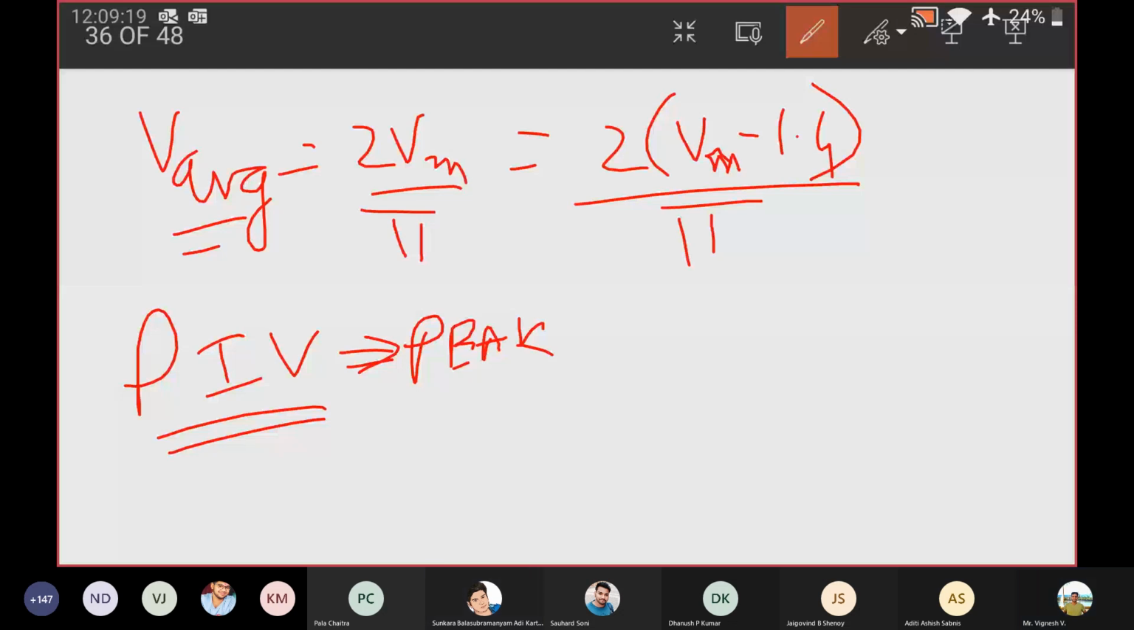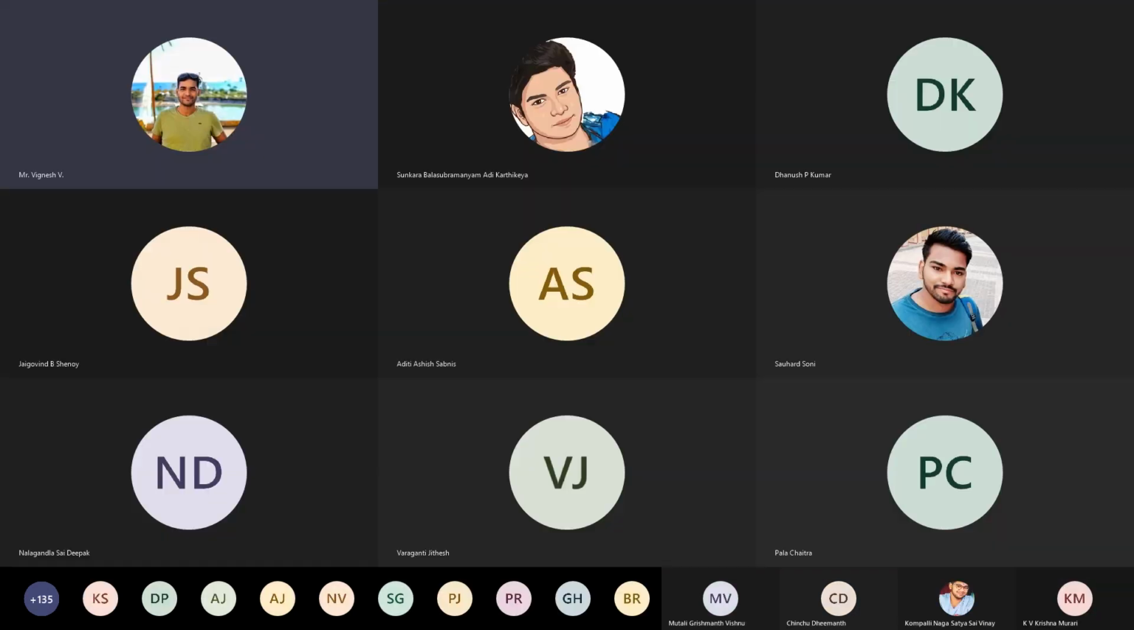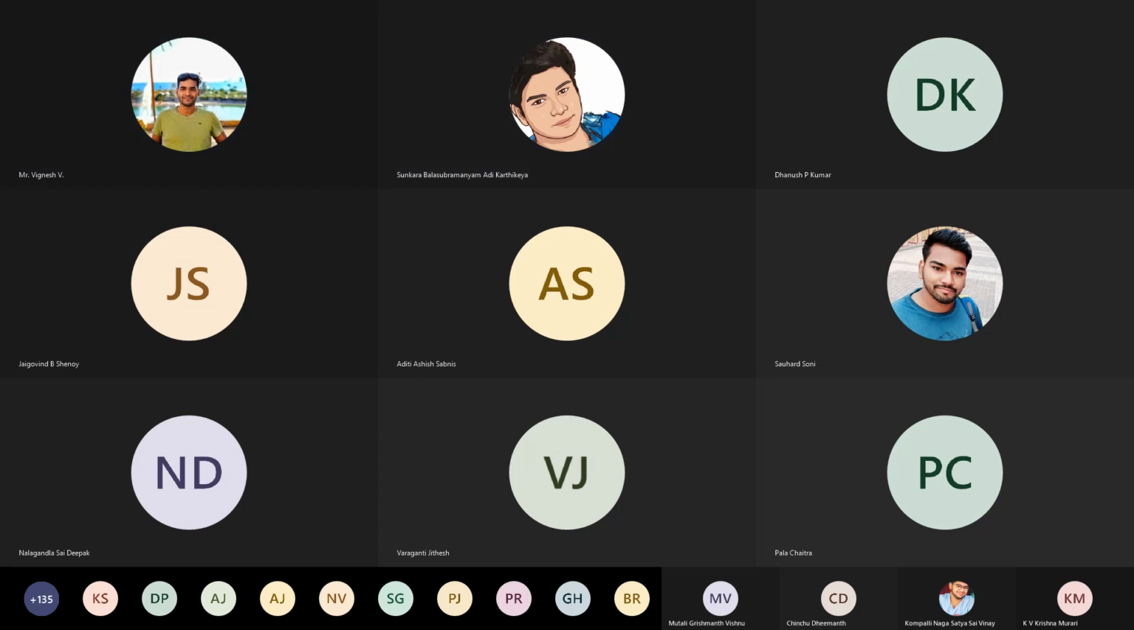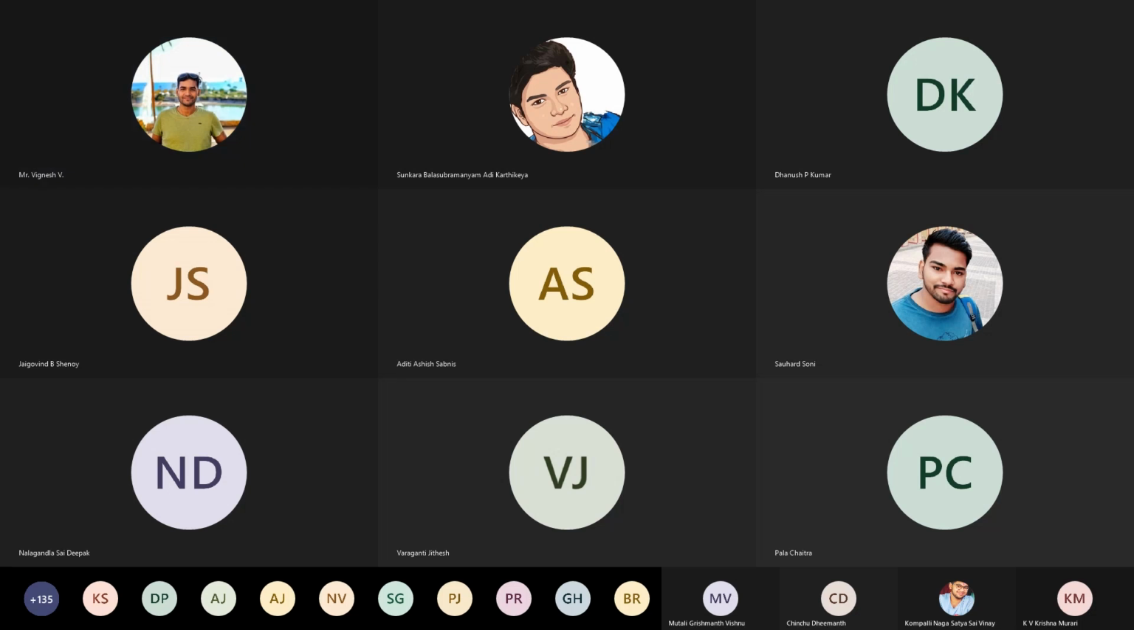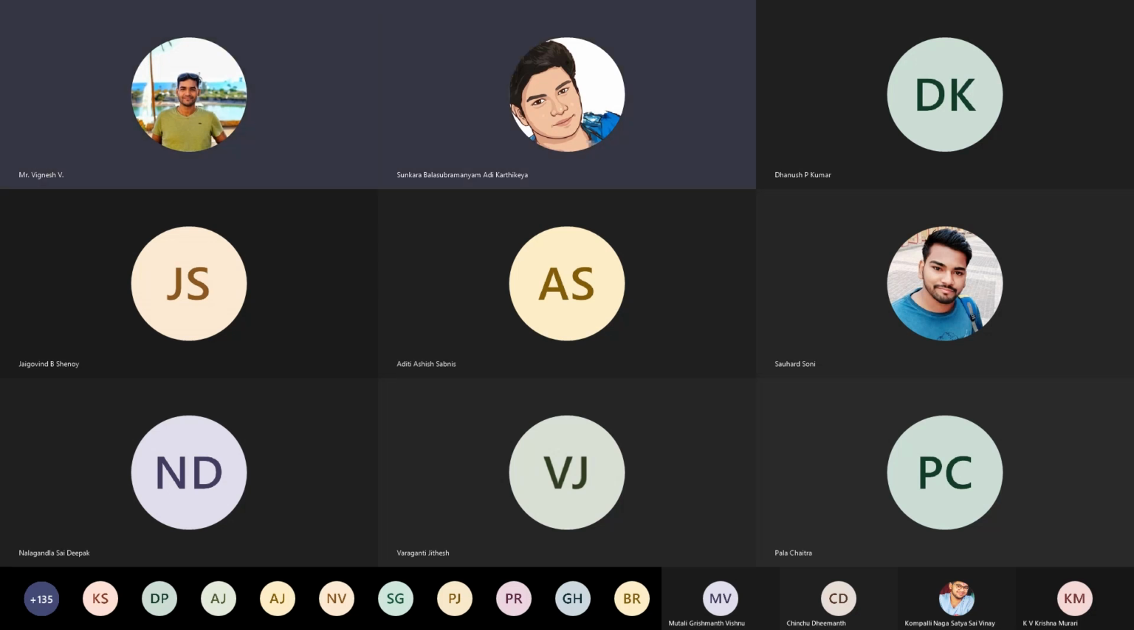Sir, what is the VRMS value of these bridge rectifiers? Wouldn't that be the same? Because the output is exactly the same as that of a center tap full wave rectifier, right? There is no change. So Vm by root 2 itself. Yes, it will be Vm by root 2. Ideally, practically, it will be Vm minus 1.4 by root 2. See, V average and VRMS would be the same as the center tap full wave rectifier because the waveform is exactly the same, right? Yes, sir. Instead of minus 0.7, you just have to input 1.4. Am I right? Yes, sir.